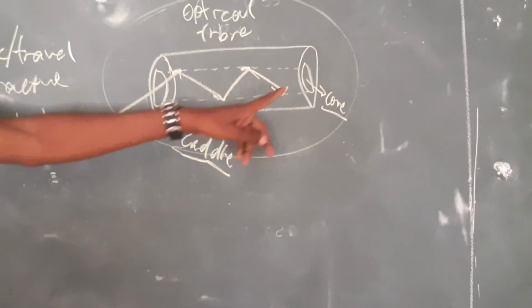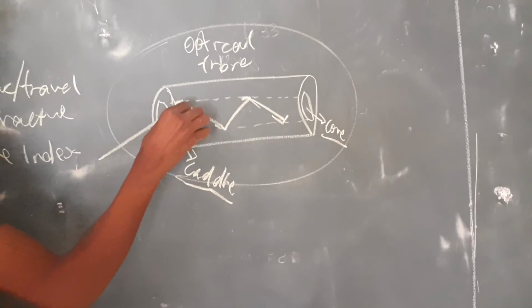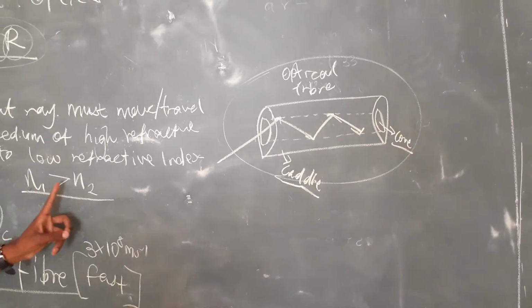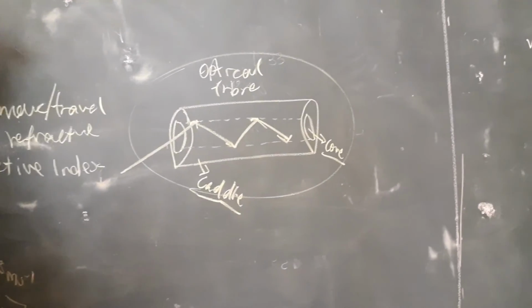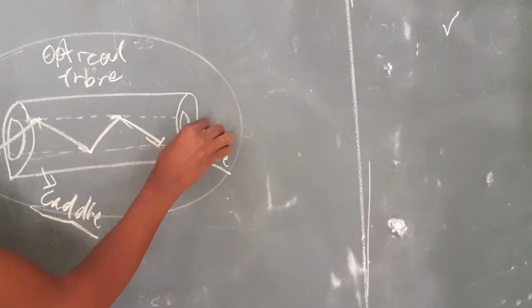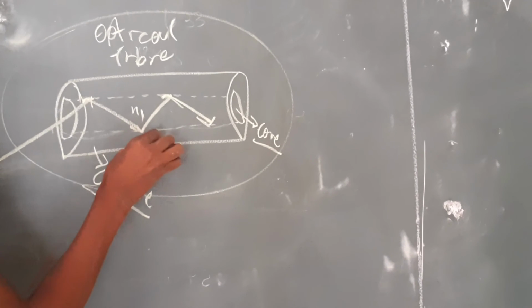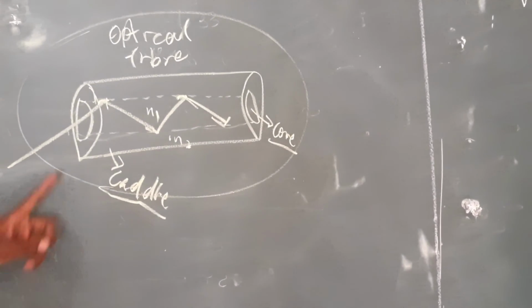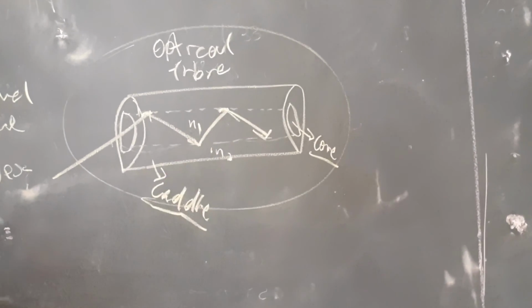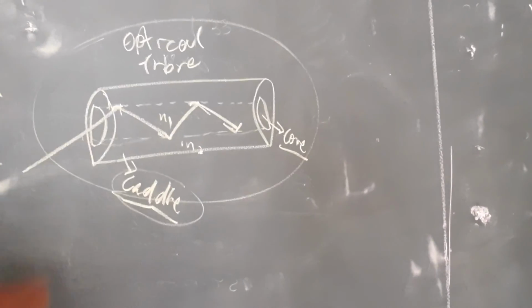They use these materials in order for total internal reflection to occur. But remember that we are saying the refractive index of the first medium must be greater than the refractive index of the second medium. It means that the core has a very high refractive index. The refractive index of number 1 is greater than the refractive index of number 2, so the core has a higher refractive index than the cladding. If this is the case, then total internal reflection will occur.